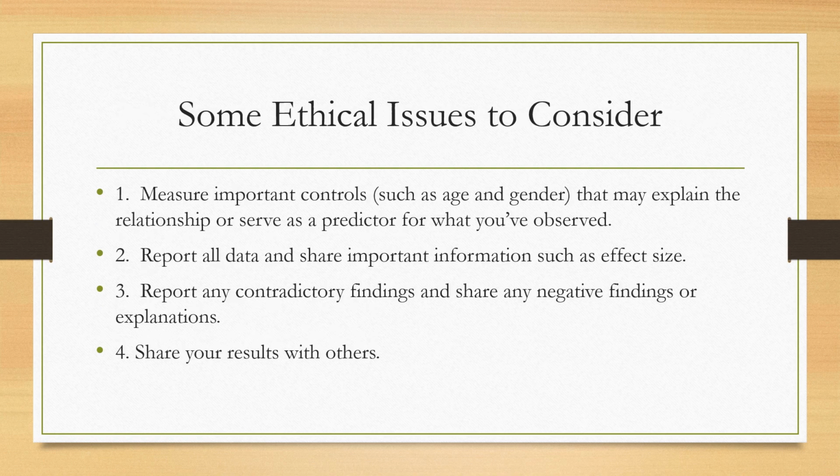There are multiple ethical issues that may arise that are related to data collection, analysis, reporting, and presenting. First, it's important to measure important controls such as age and gender that may explain the relationship or serve as a predictor for what you've observed. Second, it's important to report all data and share important information such as effect size. Third, it's important to report contradictory findings and share any negative findings or explanations. And fourth, it's important to share your results.